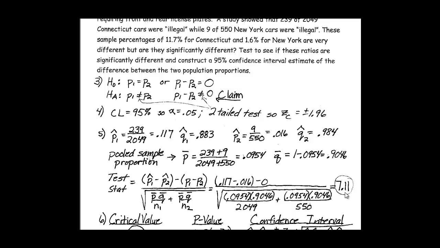But plugging this in, we should come out with a test statistic of 7.11, and I think you can know that that is extremely high. It's not even on our Z table. So we know that we are really, really high there.